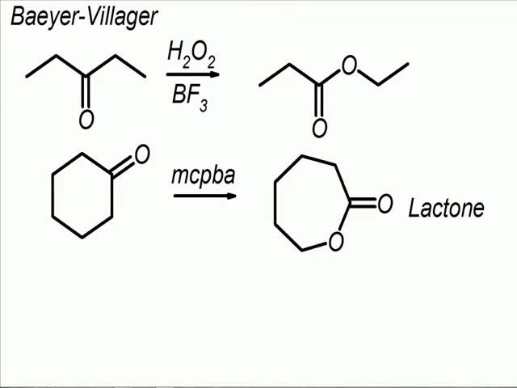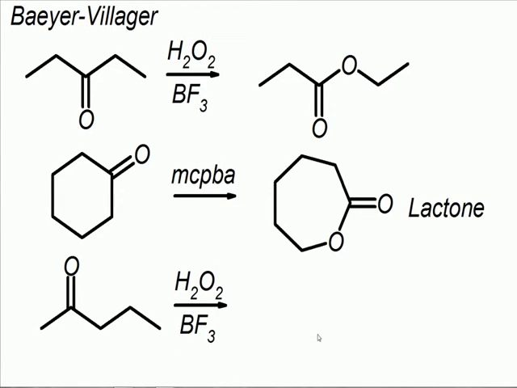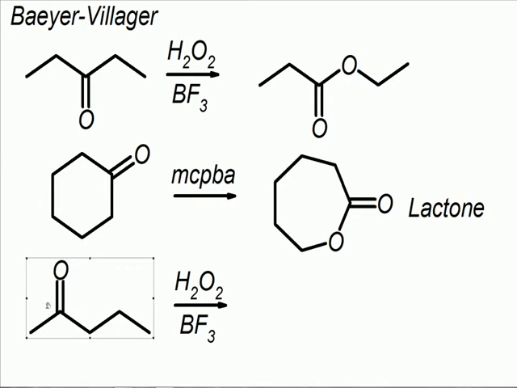One more example here before we start talking about mechanism. Now we're going to get a little trickier. What would happen if this was not a symmetric ketone? Which side will the ester end up on? So let's look at this now. We're going to take our conditions. We're going to take the easy conditions here. Asymmetric ketone, what happens and where does it go?